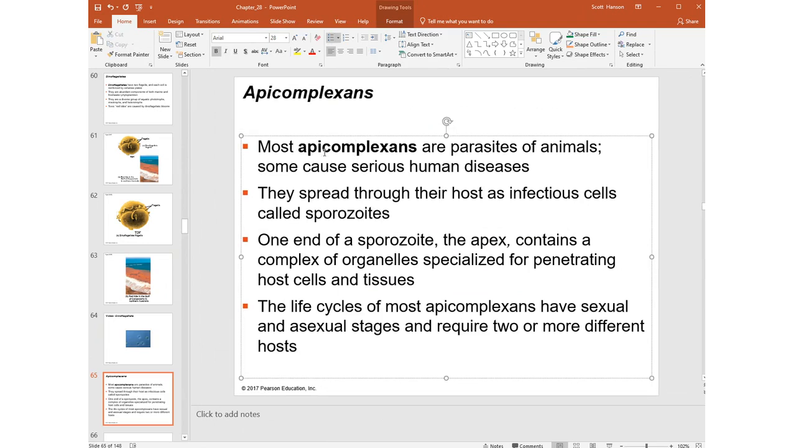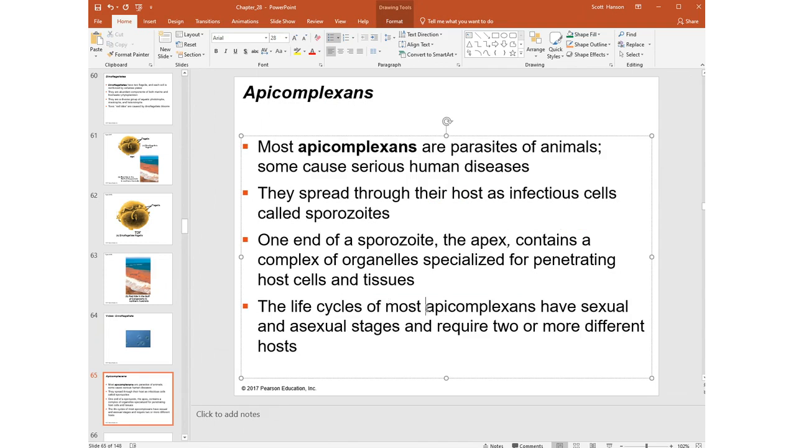Apicomplexans are parasites of animals, and some cause serious diseases in humans or animals. They spread through the host as infectious cells called sporozoites. Zoites means they're kind of animal-like. The one end of the sporozoite, called the apex, contains complex organelles specialized for penetrating host cells. That's why they're called apicomplexans, because the apex of the cell has specialized organelles for penetrating host cells and tissues.